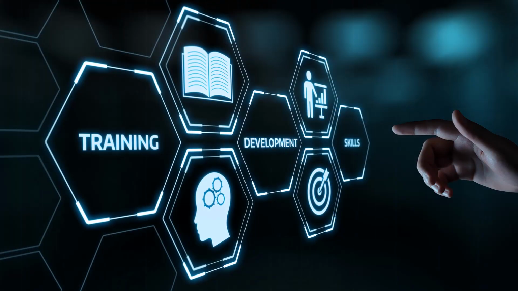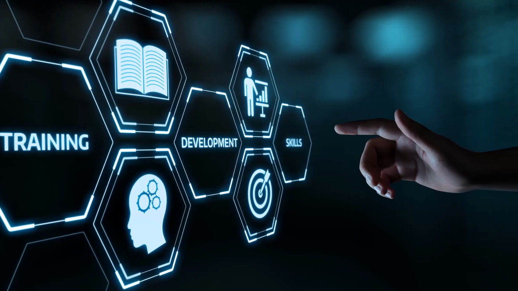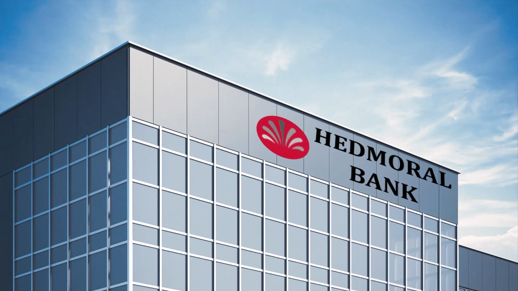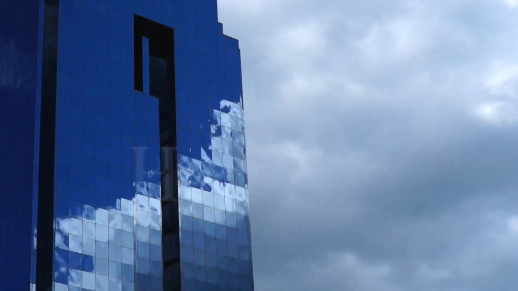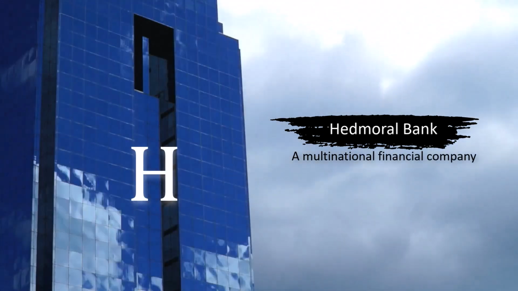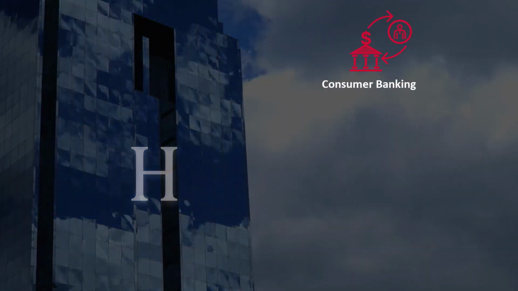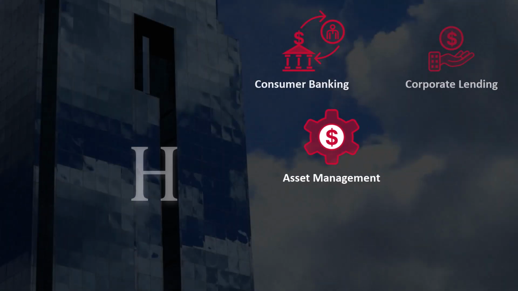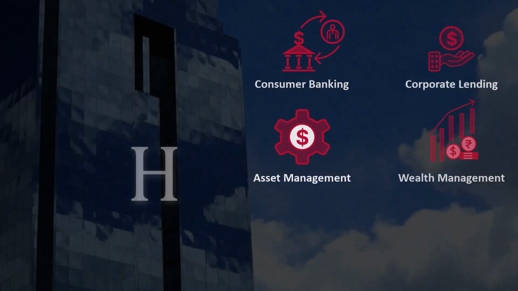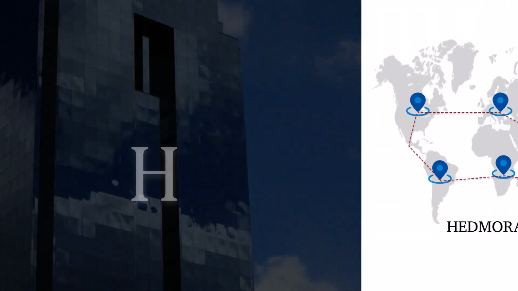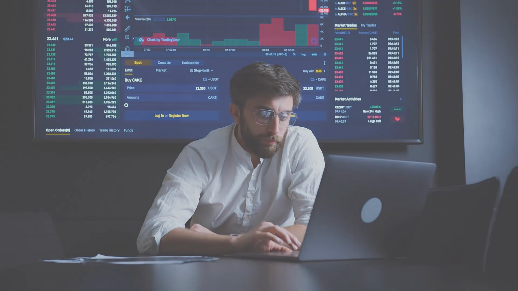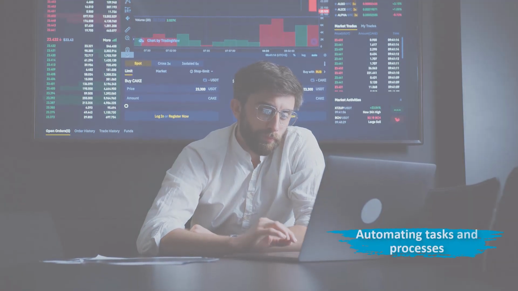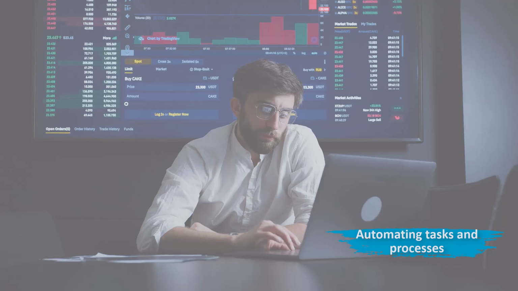To enhance the learning experience, we will use an example of a fictitious bank called Hedmoral Bank to demonstrate how and when to use the monitoring interface to view the job flow of an existing job. Hedmoral Bank is a multinational financial services holding company involved in consumer banking, corporate lending, asset management, wealth management, and investment. It has many branches across the world. Hedmoral Bank heavily relies on automating various tasks and processes using AutoSys workflow automation.